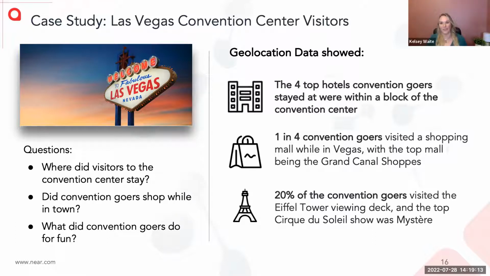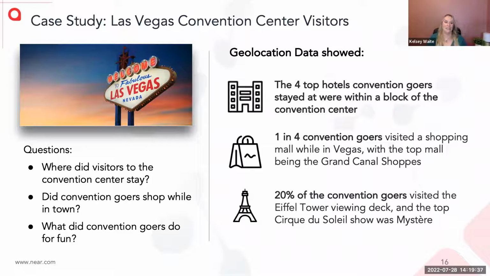Some of the conventions that were happening during that time frame were the National Automobile Dealers Association and the Consumer Electronics Show, which is huge. And then I didn't know this even existed, but I laughed a little bit because I was so excited: the International Pizza Expo of 2022 happened in that time frame.